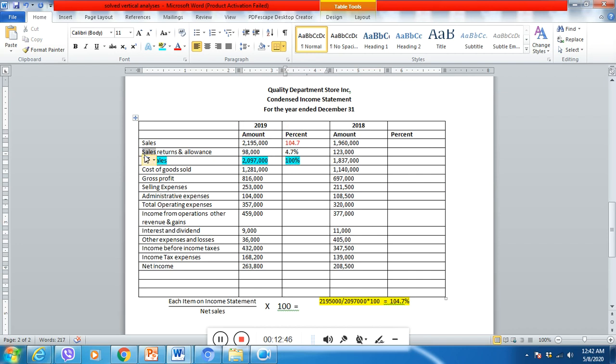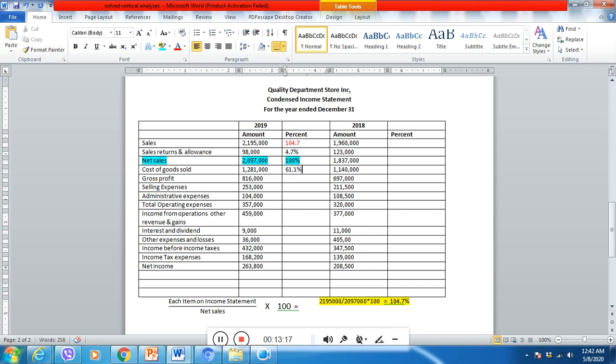See, sales return and allowance. This is just sales return, there is no allowance. This is the complete name of the transaction, so it will become 100%. Now the COGS, cost of goods sold, this amount divided by net sales. I calculated and the value will be 61.1%.